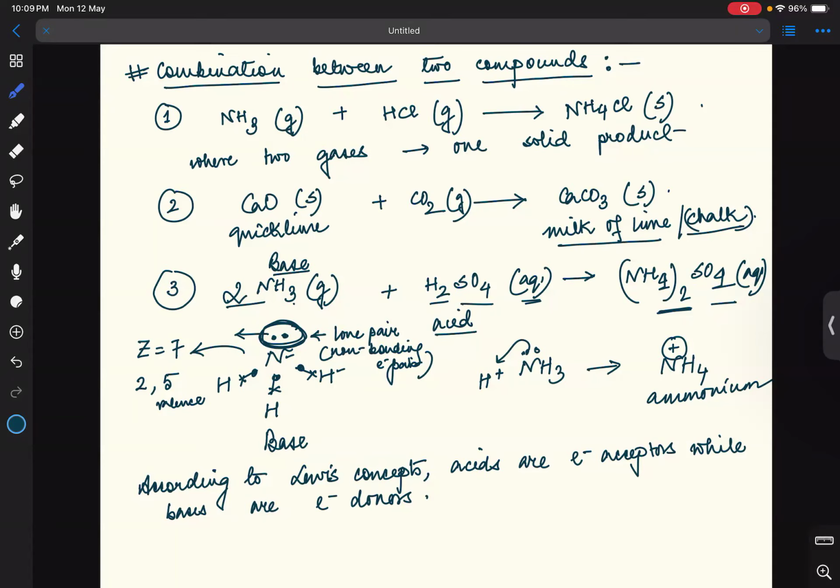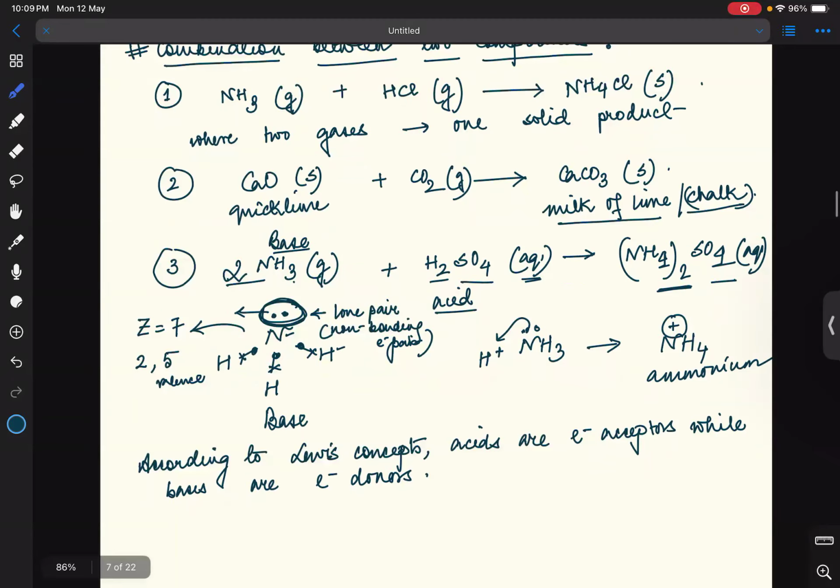Anybody with any more doubts, please clarify. Ma'am, what did you say, that the ones which have lone pairs behave as bases? Yes, the compounds which have a pair of electrons capable of being donated are known as Lewis bases. Okay, ma'am. Got it.